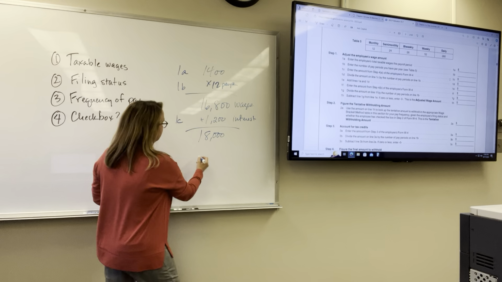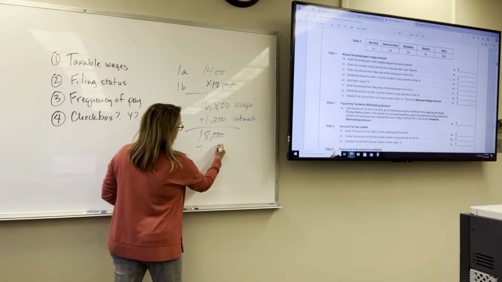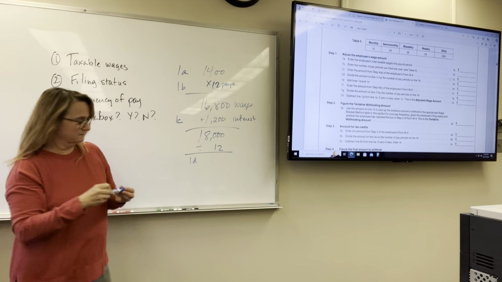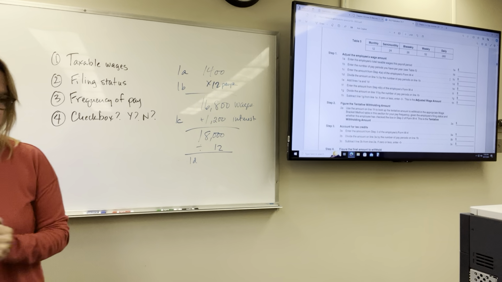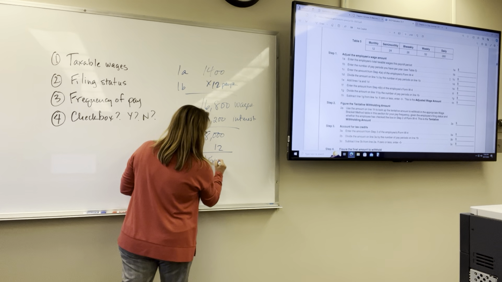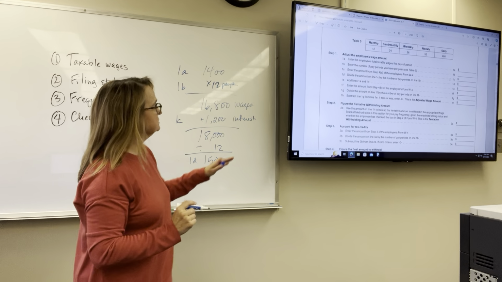Oh, so now we got to divide this by the number of pay periods. This is 1D. So 18,000, what is that? $1,500? All right, so 1D.